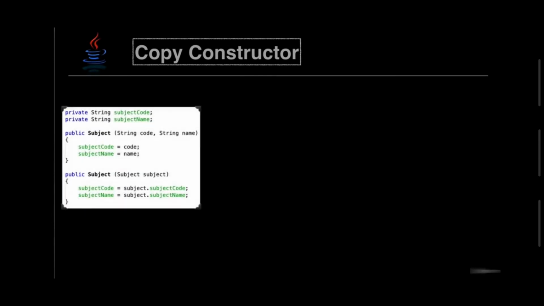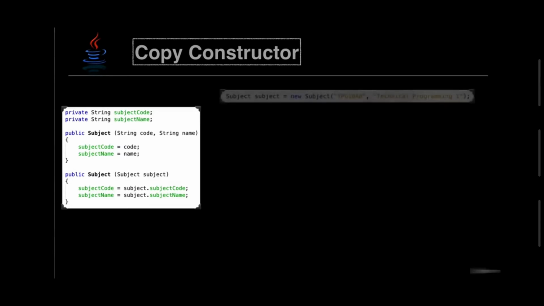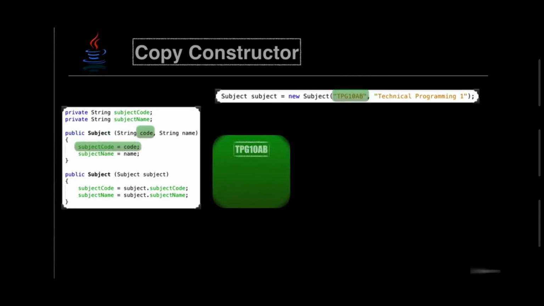Have a look at this piece of coding. We have two fields for the subject class, subject code and subject name. So every subject object will have a subject name and a subject code. Let's have a look at the first constructor. This is the normal constructor. So if we create a new object using this constructor, we set the subject code as TPG10, AB as passed into the constructor. We set the subject name as technical programming 1 to create this green subject object in memory.